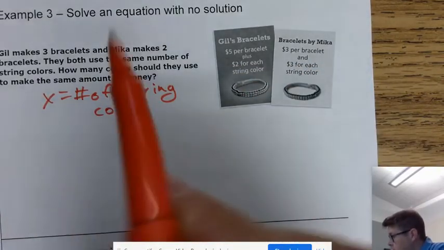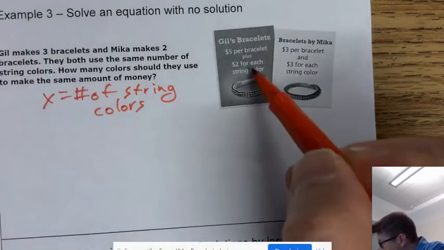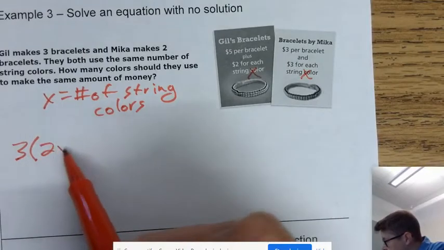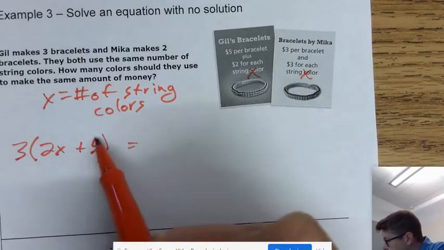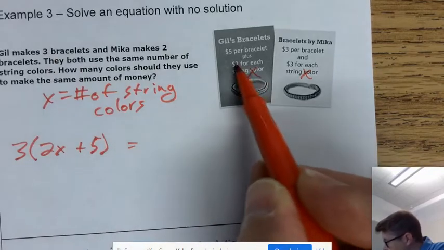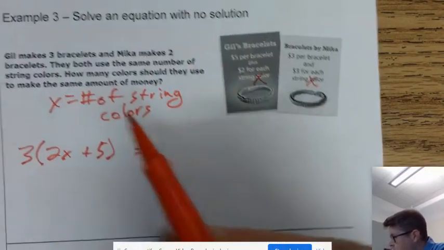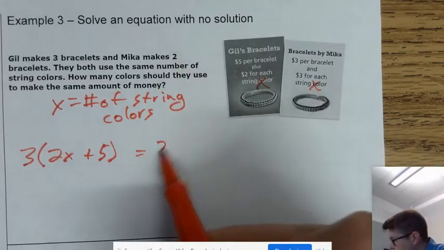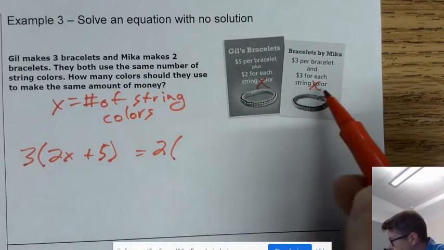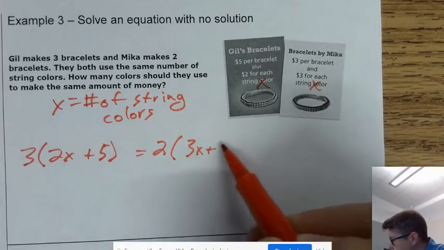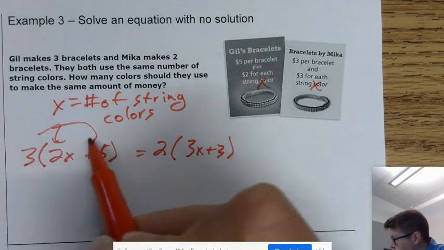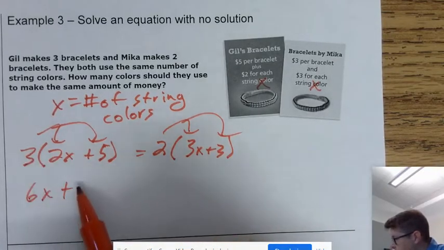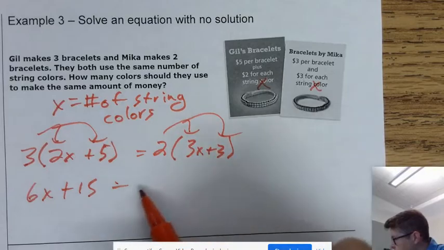There we go. Okay. So let's see. String colors are x in there. Gil makes 3 bracelets and he's multiplying it by 2x plus 5. So 3 bracelets and then 2 per string color plus 5, right? Because that's what you're paying per bracelet no matter what. And then Mika makes 2 bracelets and then 3x plus 3. Okay, now we distribute. 6x plus 15 equals 6x plus 6.